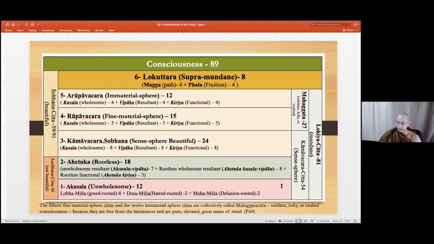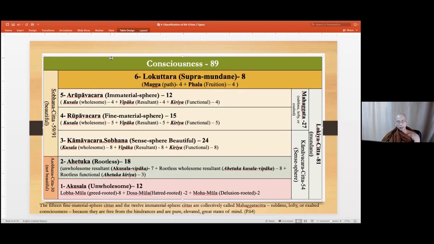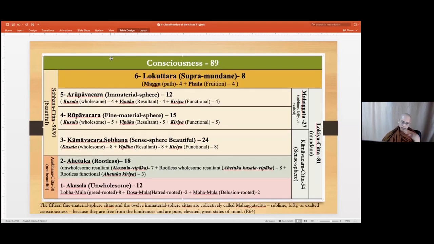Okay, so we come to our chart. Here we already mentioned the classification related to the plane of existence, the classification related to the nature, jati, and also the classification related to the hetu, the roots. After that, we can conclude all of them in the chart. So here is the chart of the 89 consciousness. Let's start from the beginning of the chart.